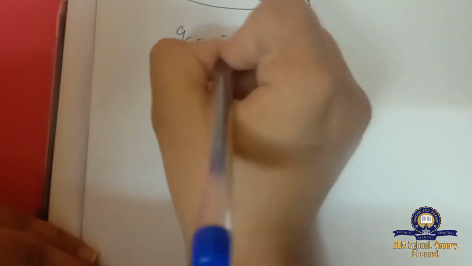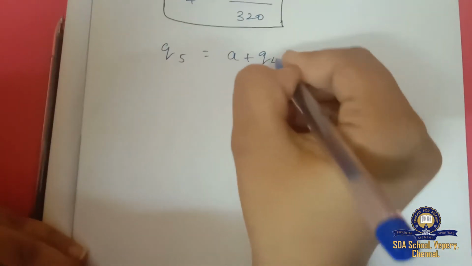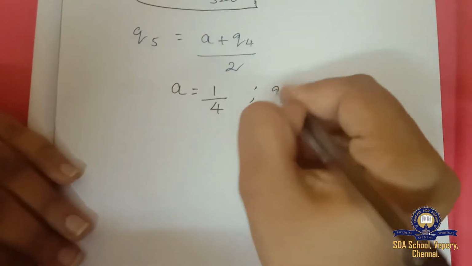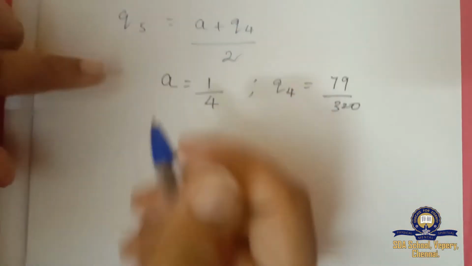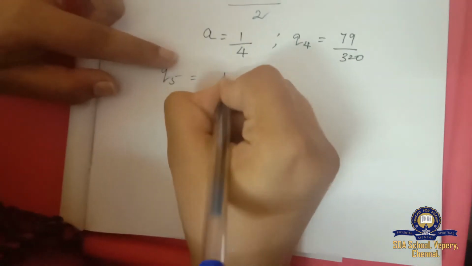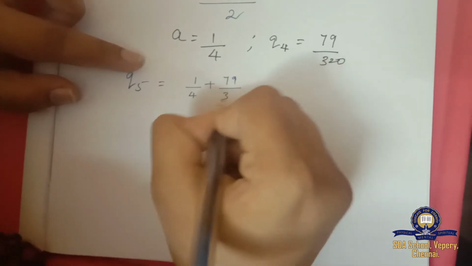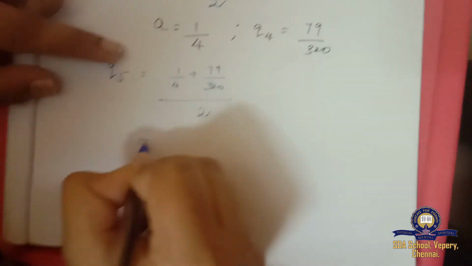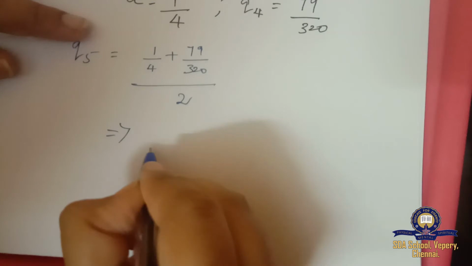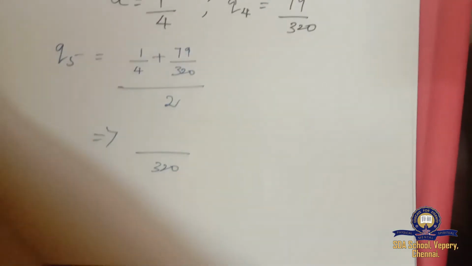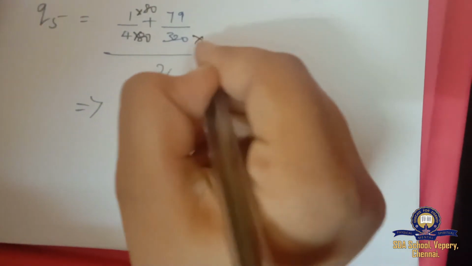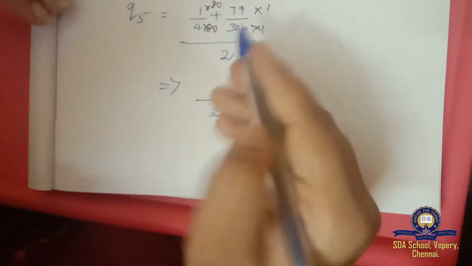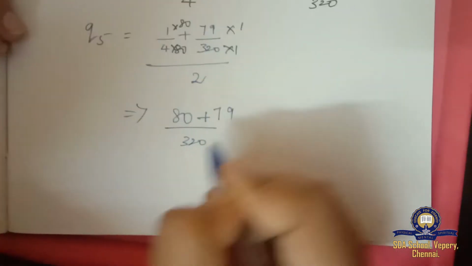Q5. What is the formula for Q5? (A plus Q4) divided by 2. My A equals 1 by 4 and Q4 equals 79 by 320. Okay. Therefore, Q5: now substitute 1 by 4 plus 79 by 320 divided by 2. You have to take the LCM for this. The LCM is 320. Okay. Then 4 into 80 will give me 320. Similarly 1 into 80. Then 320 into 1, 320 into 1. Therefore, you will have 80 plus 79 divided by 2.